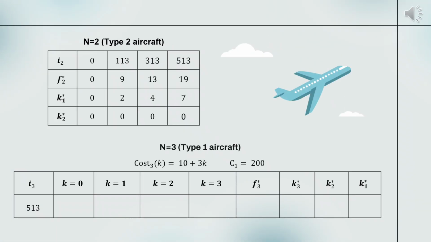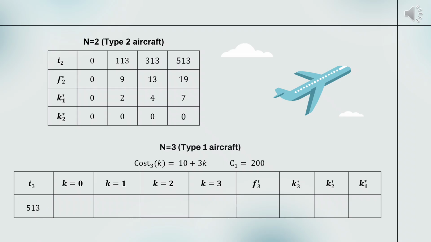We reach the third and final stage of solving this problem, which is the allocation of the Type 1 fleet with a capacity of 200 passengers. Since we are solving the dynamic programming (DP) method backwards, this stage is actually the true starting point of our problem. For this reason, here I3 equals 513, meaning that at the very beginning, all 513 passengers are waiting for aircraft allocation, and we must make a decision for all of them.